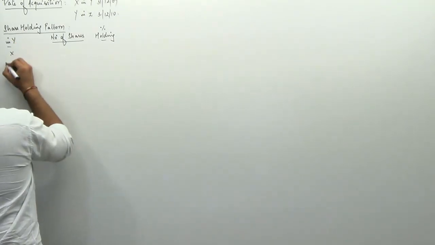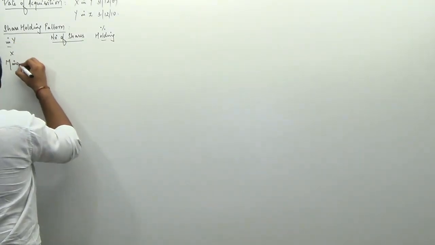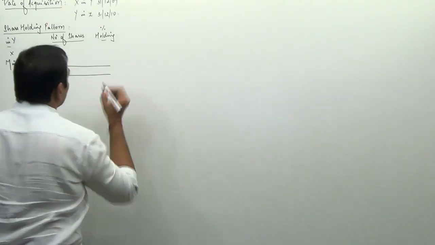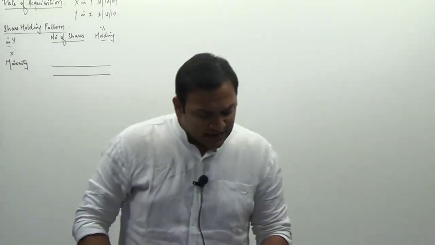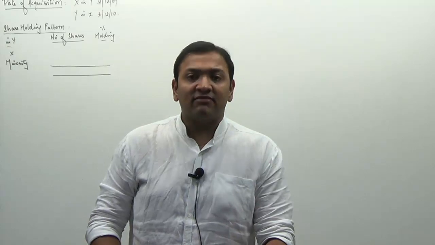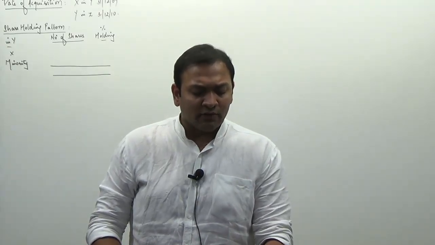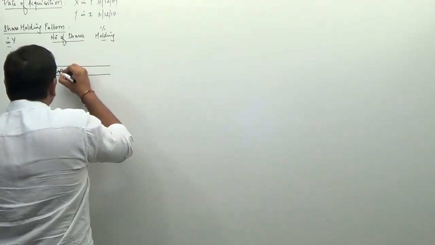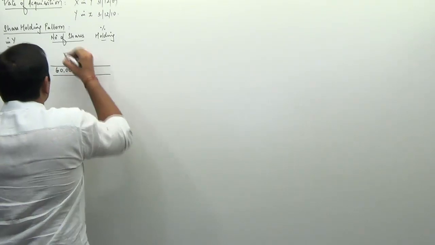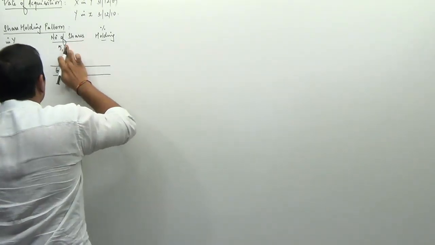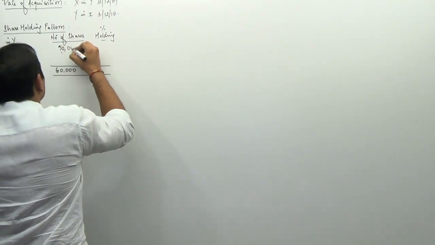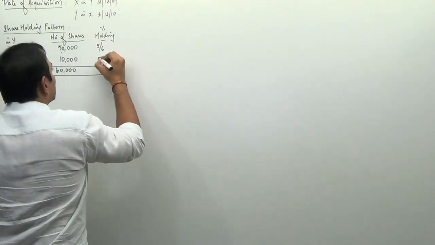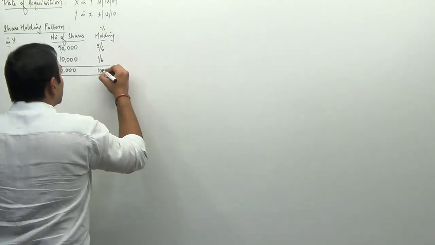In Y, X and minority hold. Number of shares held by X in Y, 50,000. Number of shares in Y: 6 lakh share capital, each share of 10 rupees, so 60,000 shares. X holds 50,000. So minority holds 10,000. That is 5 by 6 and 1 by 6, total 100%.